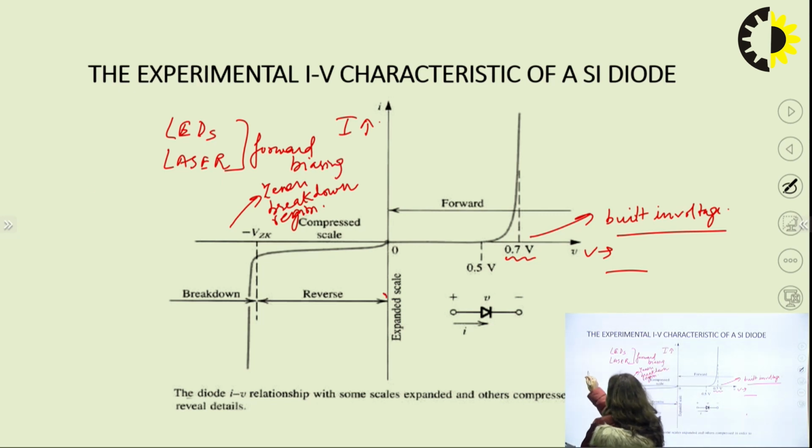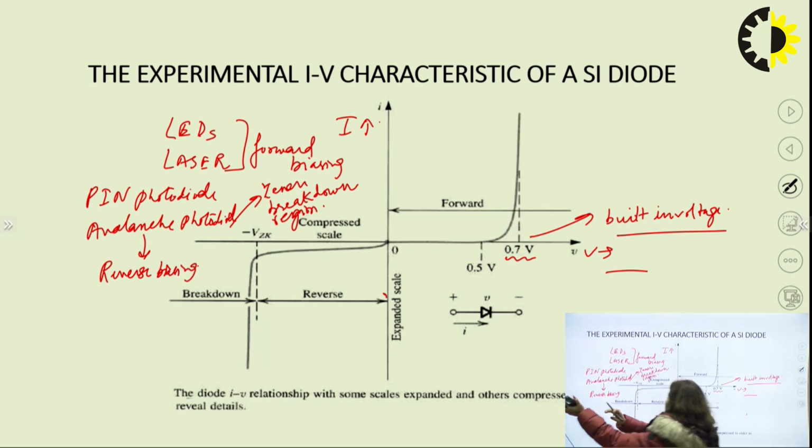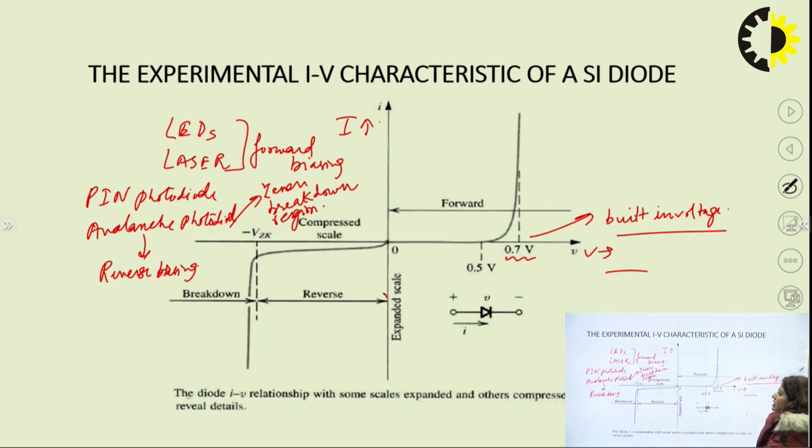But when you want to use a PN detector, pin photodiode, or avalanche photodiode, we can use them in reverse biasing. So these are the two types of semiconductor devices: LEDs and lasers, which we can use in forward biasing, and the second one, pin and avalanche photodiodes, which we can use in the case of reverse biasing.